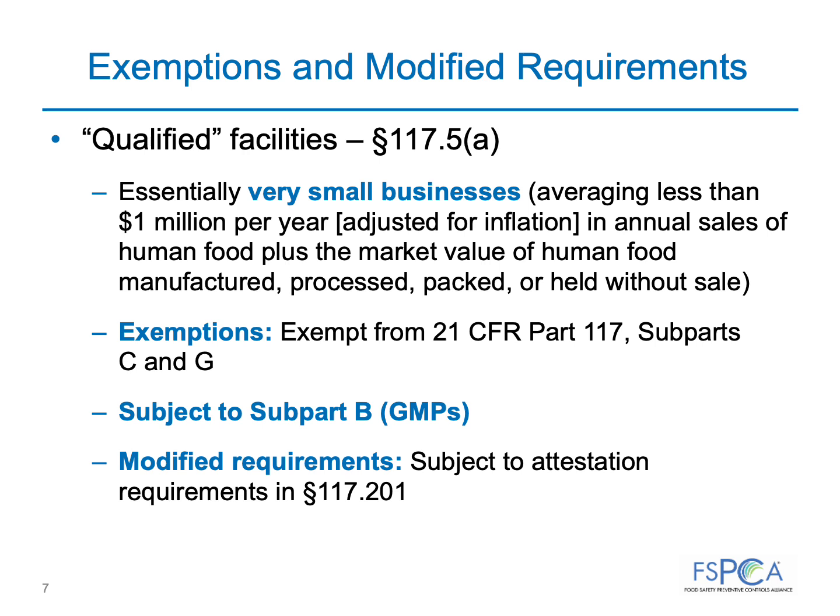Qualified facilities are still subject to the GMPs and are subject to attestation requirements in Section 117.201. This means that they will need to submit a form to FDA confirming the business's status as a qualified facility, e.g., that they remain under the sales limits and that the facility is either implementing preventive controls to address hazards associated with its food or is in compliance with non-federal food safety laws and regulations.